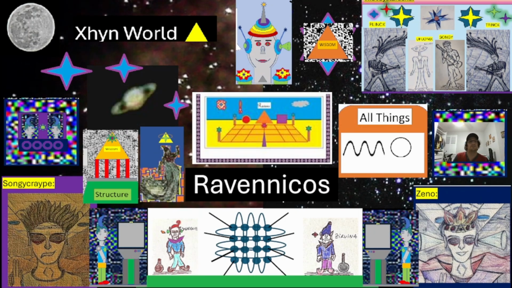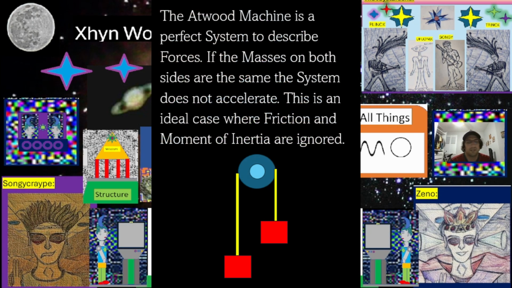Now, the Atwood machine is a perfect system to describe forces. If the masses on both sides are the same, the system does not accelerate. This is an ideal case where friction and moment of inertia are ignored. The Atwood machine doesn't exist. A lot of things we do in physics don't really exist. They are just ideal cases. They're useful for us to make some sense of the world around us, but we don't technically know what they mean.